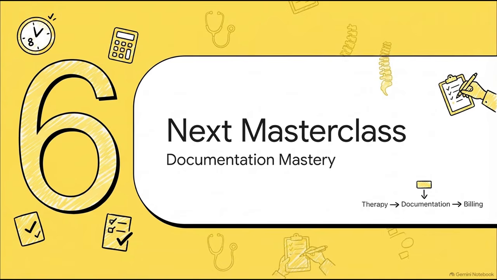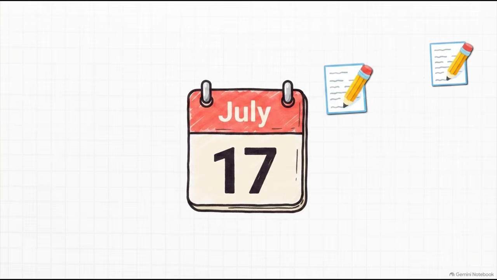Section 6. Next Masterclass, Documentation Mastery. Coming up in Part 14 of our Masterclass, we're diving straight into PT Documentation Mastery. We'll be breaking down the complexities of evaluations, really differentiating between low, moderate, and high complexity for codes 97161 through 97164. We'll also cover the rigid requirements for establishing a plan of care and securing those critical physician certifications. We'll bring the exact same structured, actionable breakdowns you saw today.